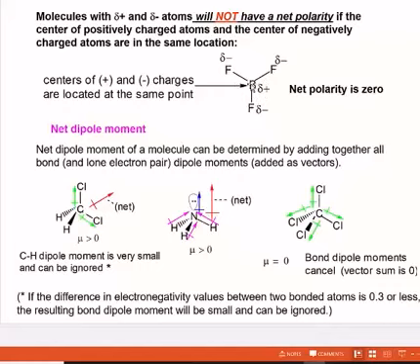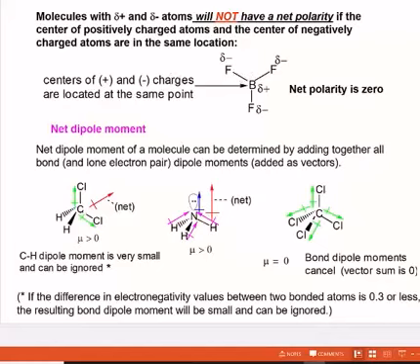All right, and smack in the middle of the boron, I haven't shown it in the diagram here, but there's a partial negative charge. You see, the centers of positive and negative charges are located at the same point. And when that occurs, there's no overall polarity to the molecule. It has a net polarity of 0.